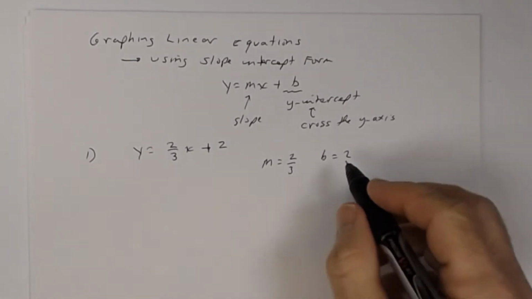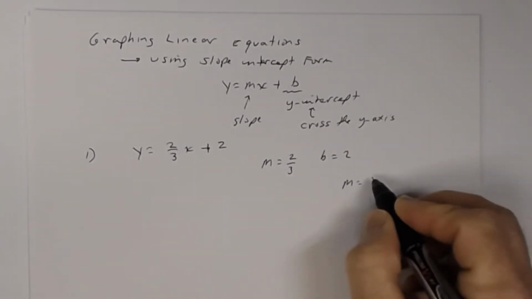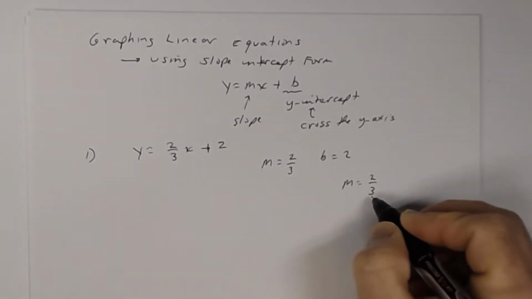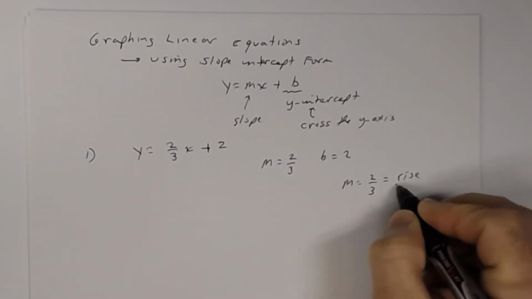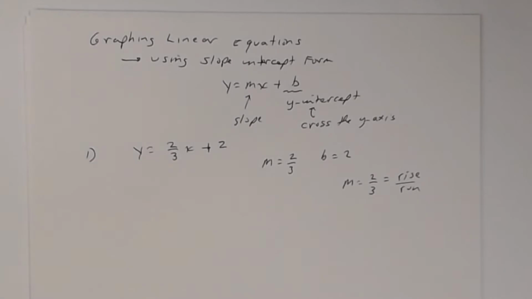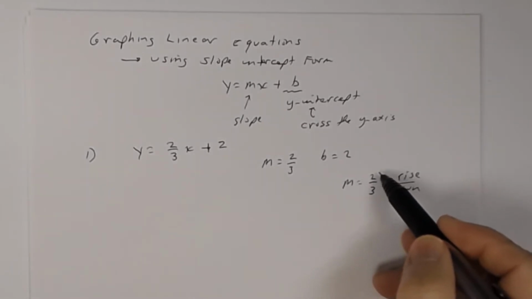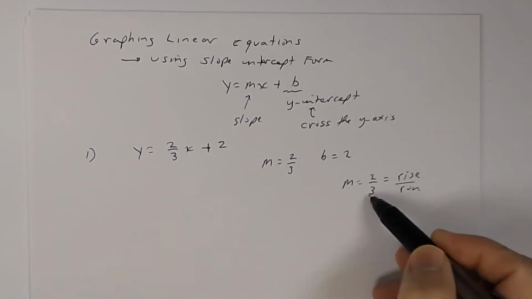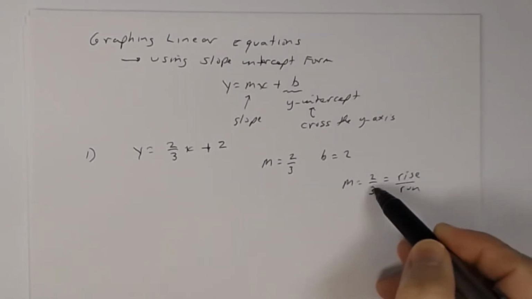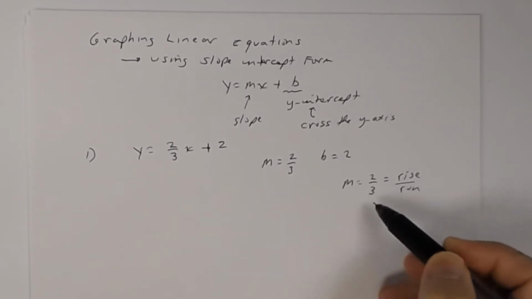Now keep in mind that when we talk about slope, you see how we have the slope being a rational number. Remember, we can think of slope as rise over run. If your rise is positive, you go up. If your rise is negative, you go down. That's the numerator. The denominator is your run. If your run is positive, you go to the right. If your run is negative, you go to the left.